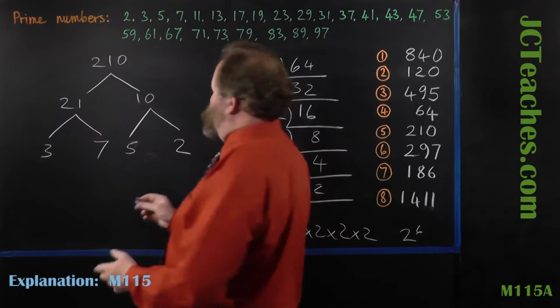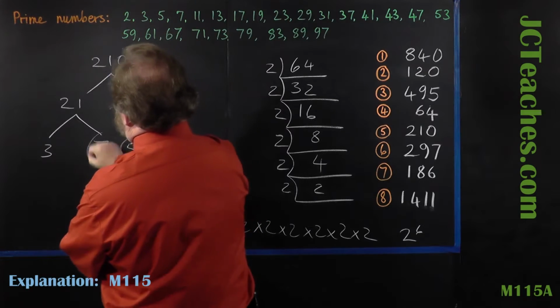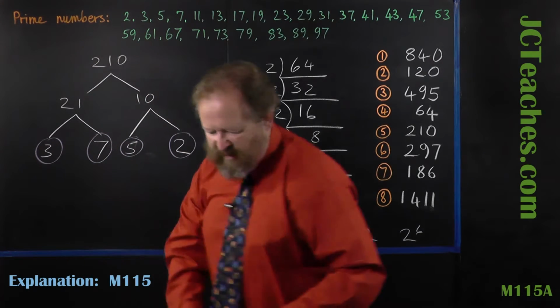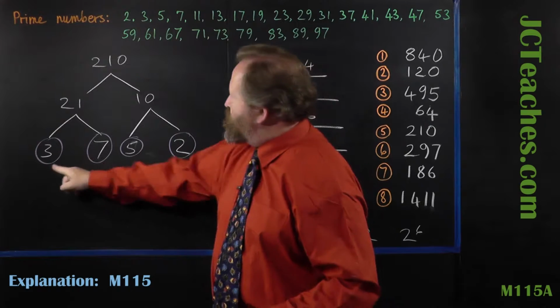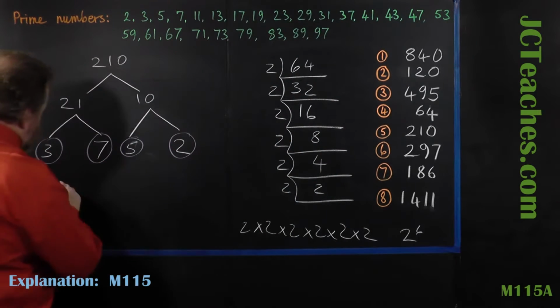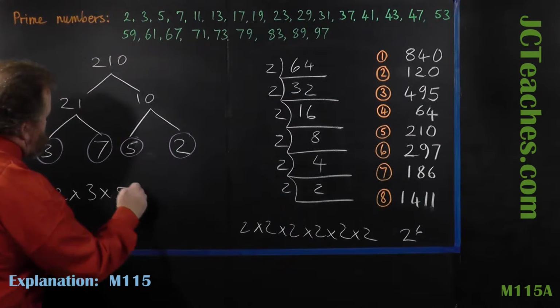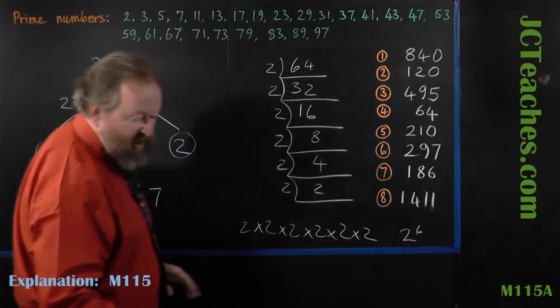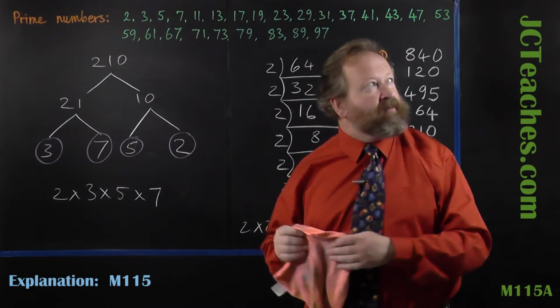So these numbers at the bottom are all prime numbers. So that was quite quick. We've got our prime factors. They've dropped out of that one quite fast. So putting these in ascending order, 2, 3, 5, 7. So we've got 2 times 3 times 5 times 7. Nothing more we can say about that one.